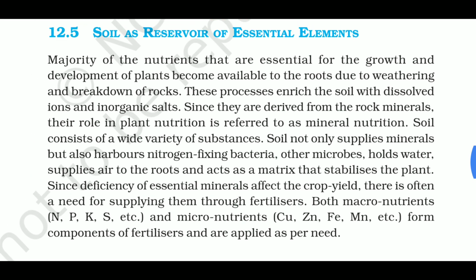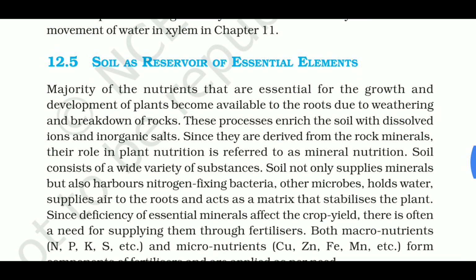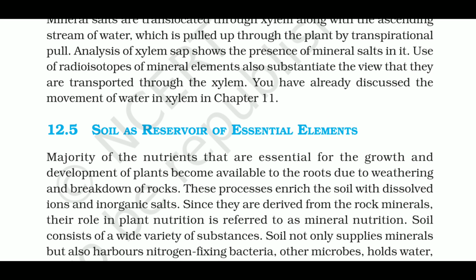Okay, my dear friends, this is all about the toxicity, essentiality, and the essential elements as well as the transport of minerals into the plant body. So I hope you understood the topic.